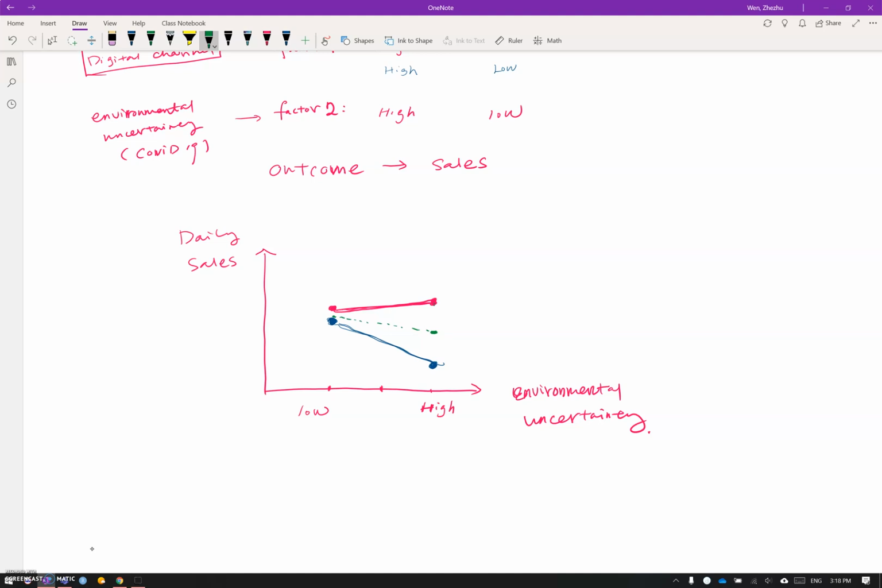So in general, when the environment becomes very uncertain, it hurts business. That's what you're seeing here. Although we see a little bit of increase in the pink line, which is digitally integrated sales, because the blue line is very steep, you have to combine both effects together, right? So this green line can be used to represent the main effect from the environmental uncertainty. Okay, and then let's take a look at the main effect of digital integration.